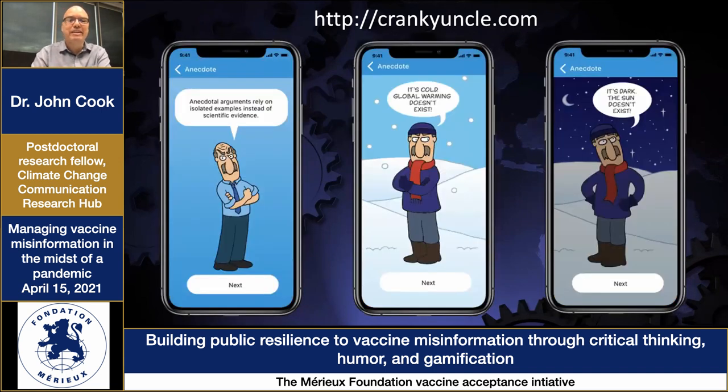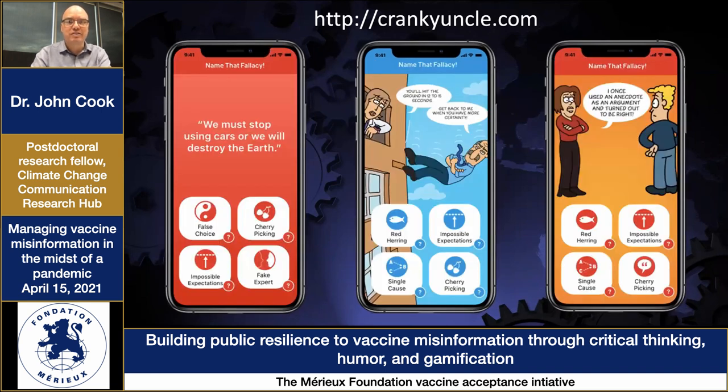So what happens in this game is as you look at different denial techniques, Cranky Uncle explains them all, and then the game uses cartoon analogies or parallel arguments in cartoon form to make the logical explanations more concrete, more relatable. But the important element of the game is not just introducing and explaining the techniques of science denial, but also getting players to practice spotting misinformation by showing multiple examples of misinformation and giving players the task of identifying the denial technique in the misinformation.